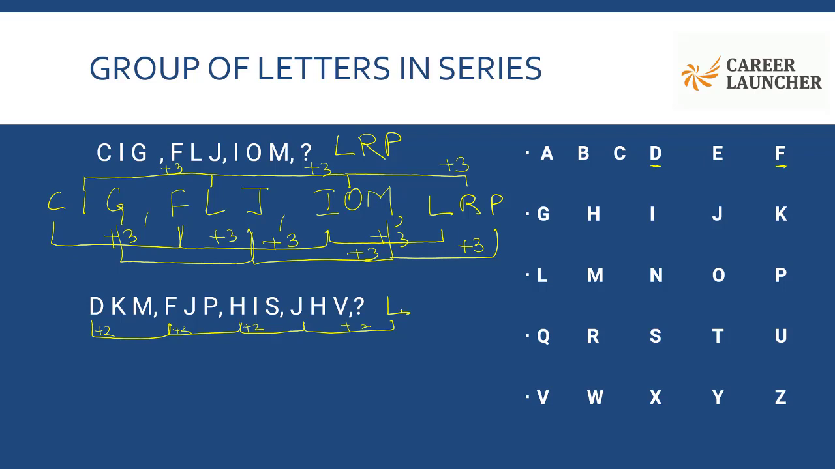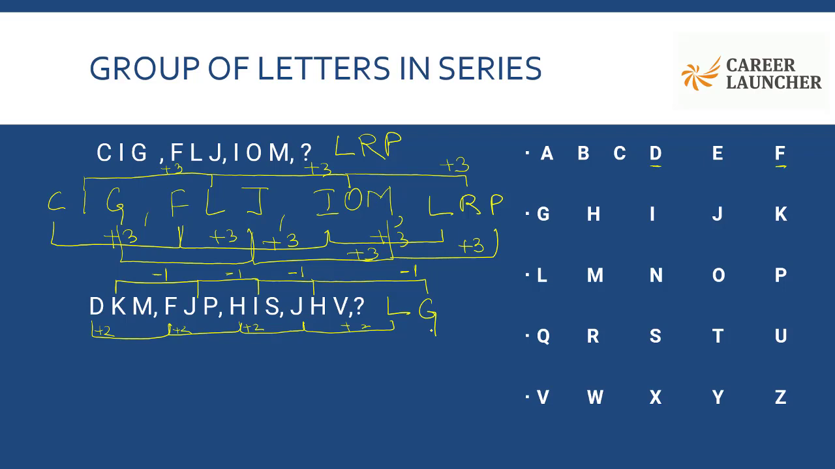Let's see what's happening with the second alphabet. K to J, I'm moving 1 place back. J to I, 1 place back. I to H, 1 place back. And from H, when I'm going 1 place backward, I'll be reaching G here.